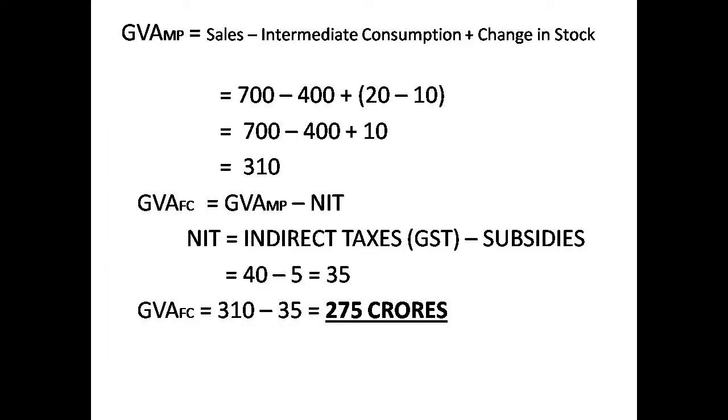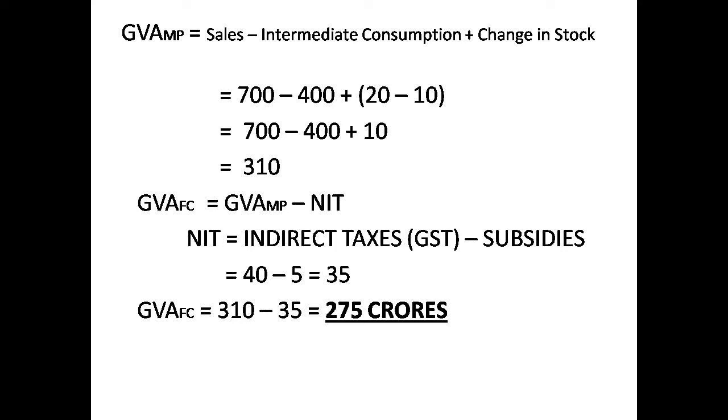Formula you write first. GVAMP is equal to sales minus intermediate consumption plus change in stock. Sales is given 700. Intermediate consumption is also given in the problem 400. Closing stock is 20. Opening stock is 10. So 20 minus 10. So we get 700 minus 400 plus 20 minus 10, that is 10. So answer is 310. So GVAMP is 310.